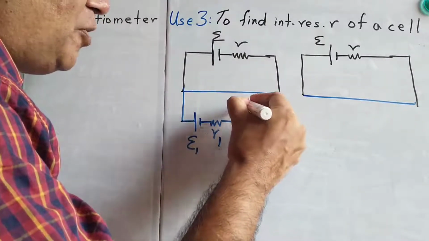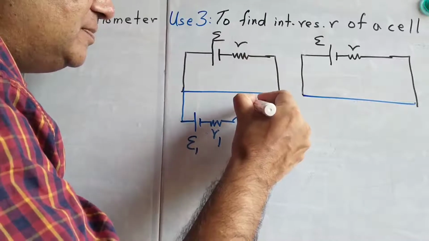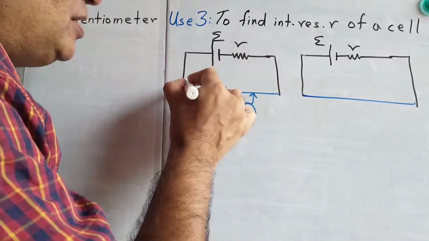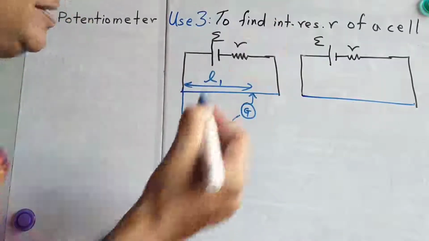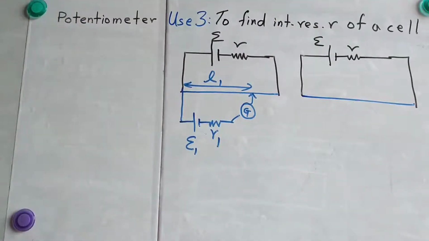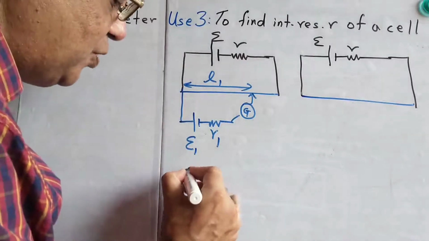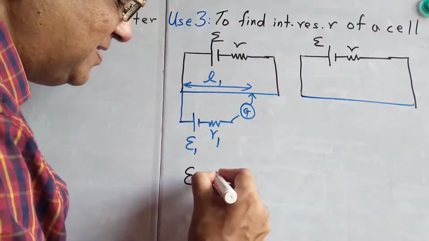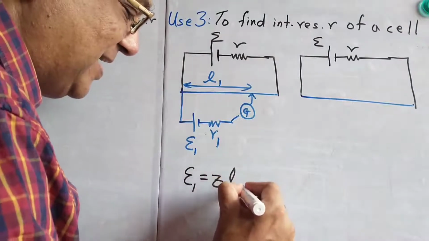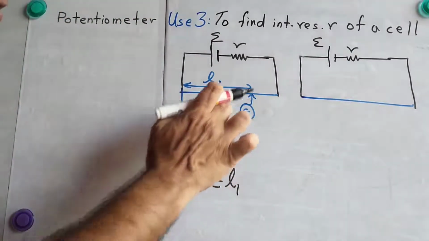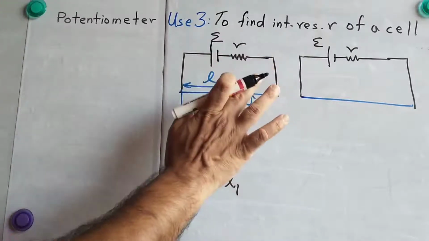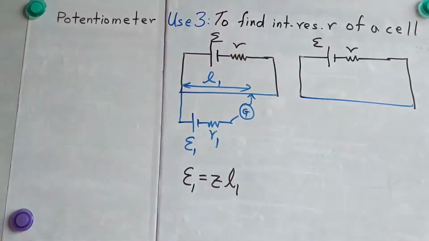find the balance point, the point at which the current through the galvanometer is 0. So the balance length is, say, L1. Now we have seen earlier that E1 will be given by Z into L1. Here the internal resistance does not come into picture because no current is flowing through this when we are at the balance point.